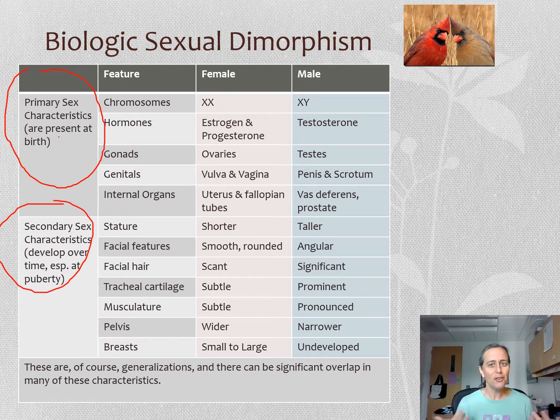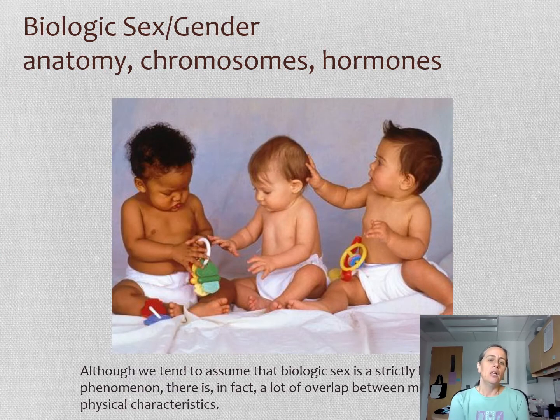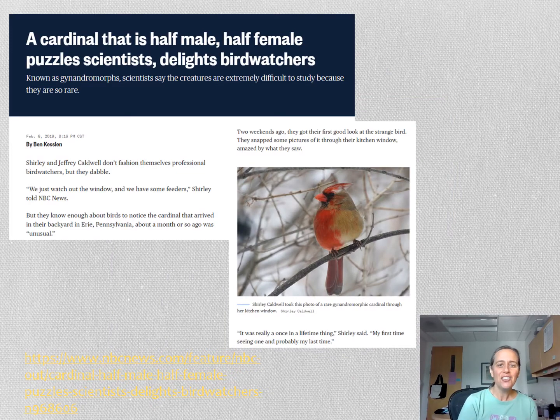So again, to remind you, these are generalizations and simplifications. There's a lot of overlap, right? There are lots of female-bodied people who have prominent jaws and male-bodied people who don't have facial hair, right? But these are general broad categorizations. So just a reminder that there's lots of overlap between the two. It's not strictly one or the other. And that holds true not just for humans, but also for animals.